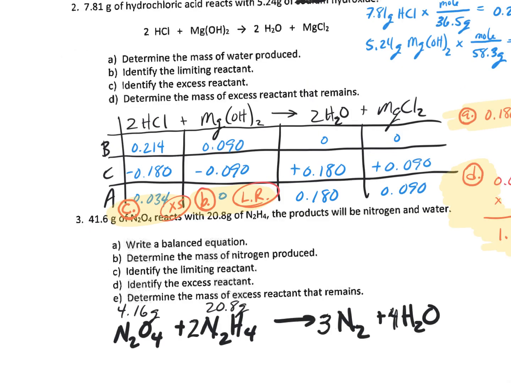Okay, first off, we're not given the equation, so I wrote out the equation based on what was said in the problem. I'm just basically following the words here. And of course, we always must balance. So we need a balanced equation, and there's the balanced equation. This is the amount of dinitrogen tetroxide that we're going to be given, and this is the amount of dinitrogen tetrahydride that will be given.